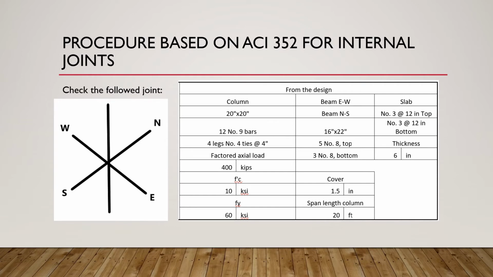On the next couple slides, we're going to check an interior joint based on the ACI 352 procedure. From the design, we have the column design and also the beam north-south and east-west design. We have the slab design and the materials characteristics.